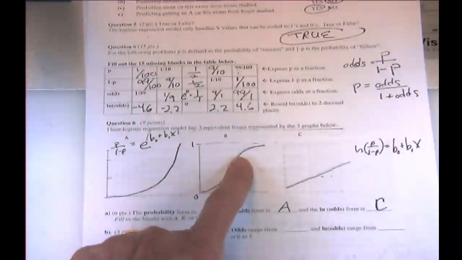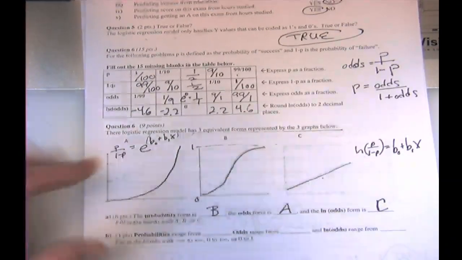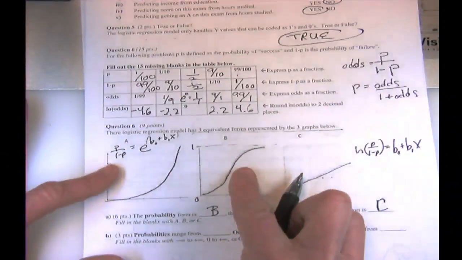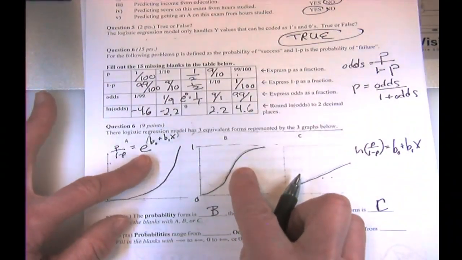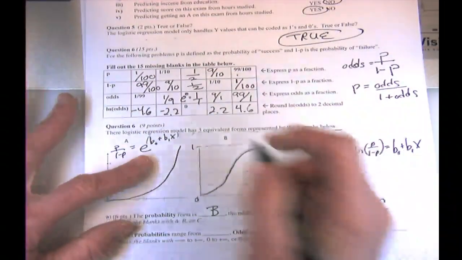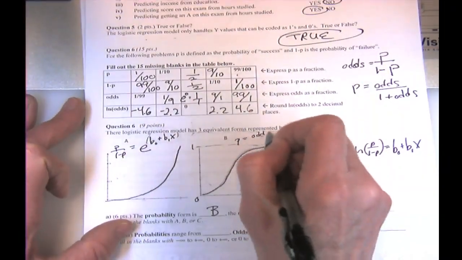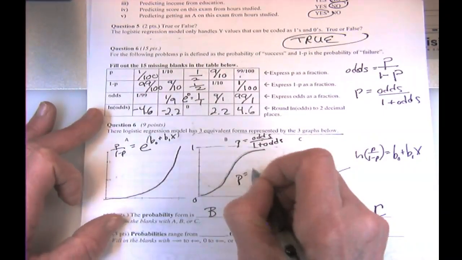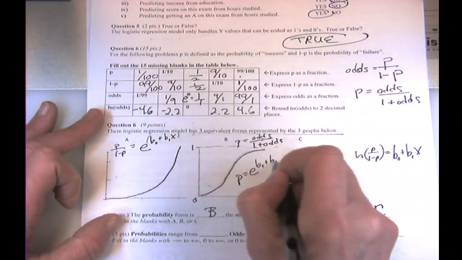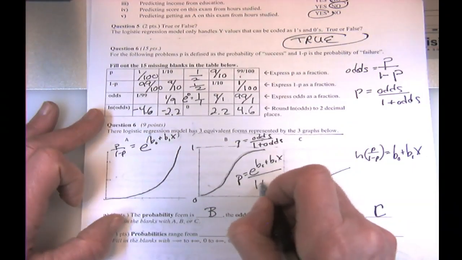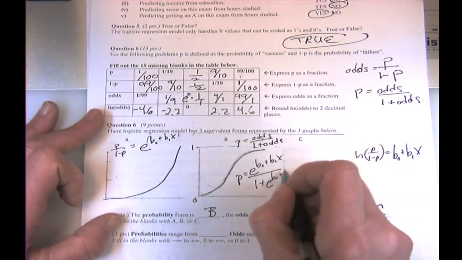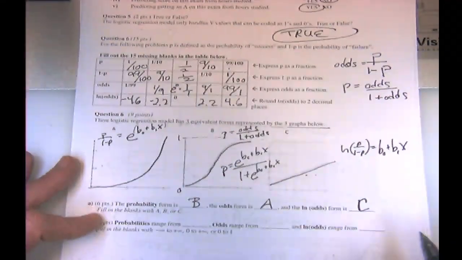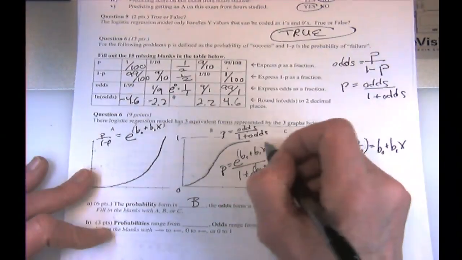So now we've got to get the equation for this one. So the equation for this one is odds over 1 plus odds. Excuse me, P is equal to odds over 1 plus odds, sorry. So our equation for this one is P is equal to e to the beta naught plus beta 1x over 1 plus e to the beta naught plus beta 1x. All right? Maybe it's easier to read it if I do that.